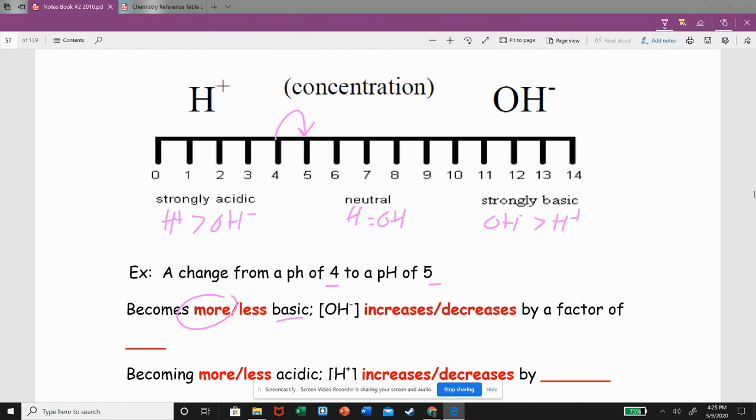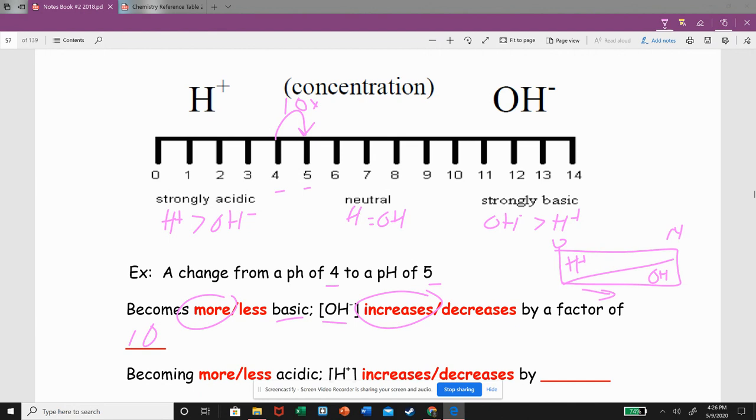So what's happening to the OH? If I draw my little wedge diagram here, going from 0 to 14 with H and OH, what is happening to our H and our OH? If I'm going this direction, the OH wedge is getting bigger. So it's increasing. 4 to 5 is 1 hop. So every hop is a multiple of 10, so by a factor of 10.